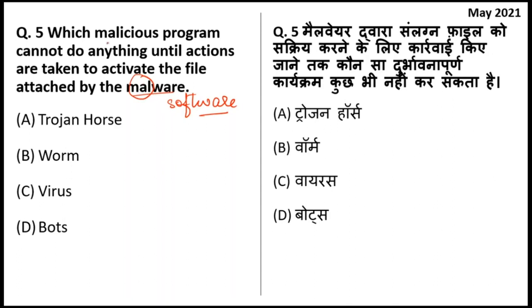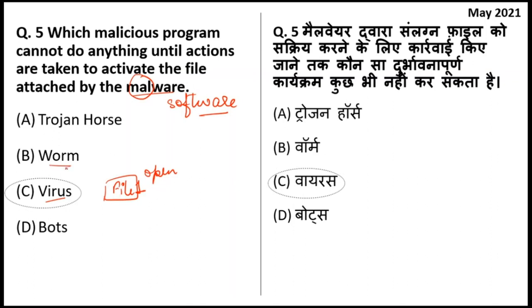So which malicious program cannot do anything until actions are taken to activate the files? Here the answer is option C. There are different types of malware. A virus is the malware which cannot do anything until you open the file. If there is a virus in a certain file, like file 1, unless and until you open this file, nothing will happen to the computer. But as soon as you open it, your computer will become infected.